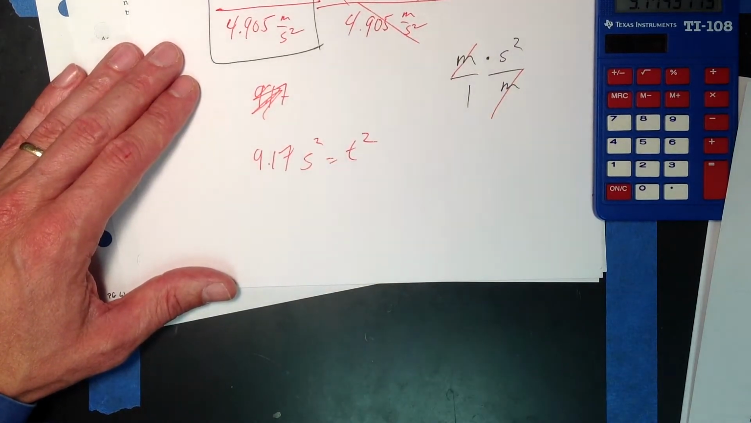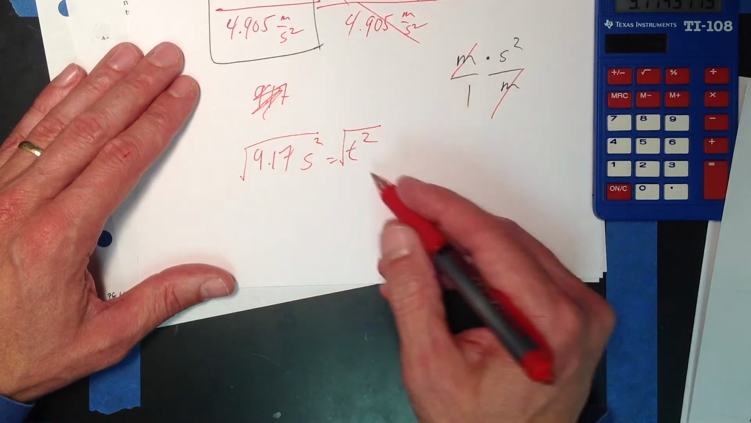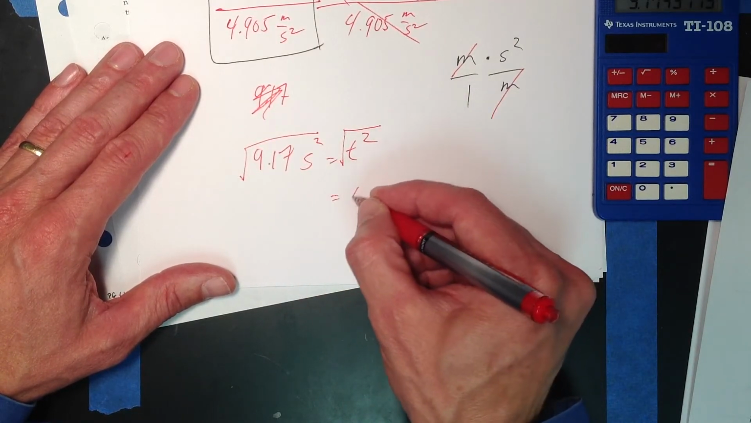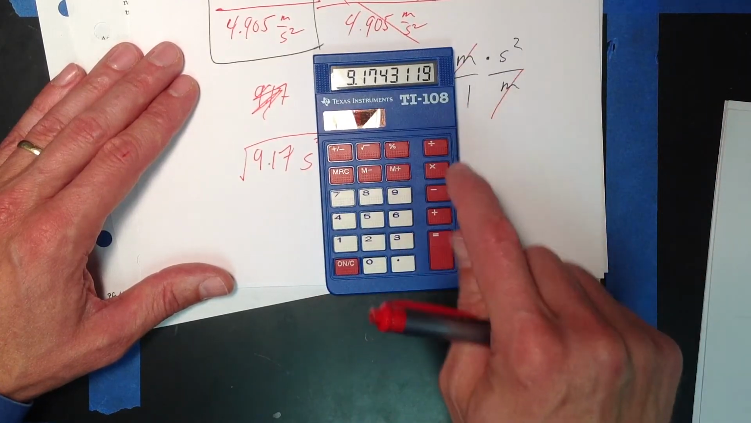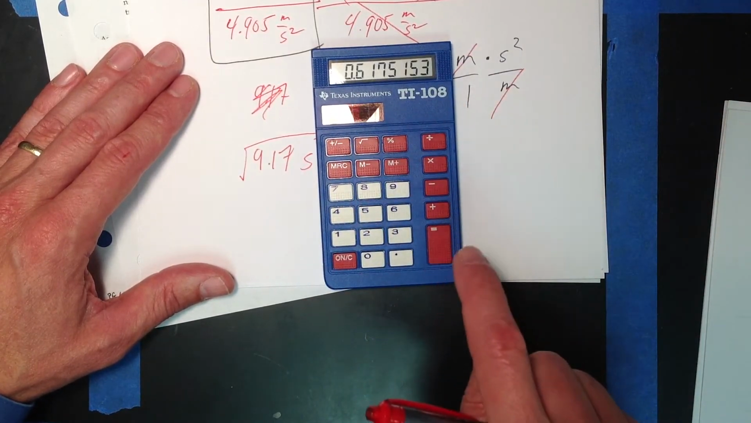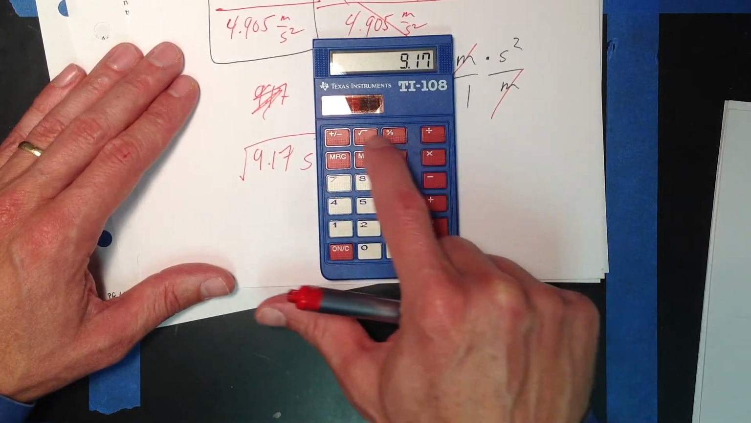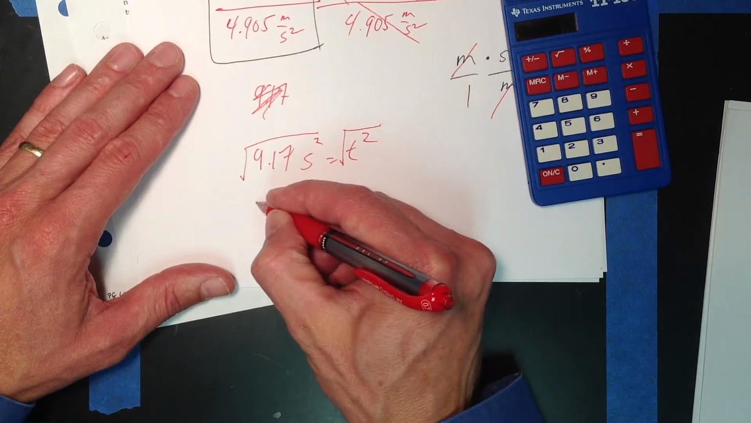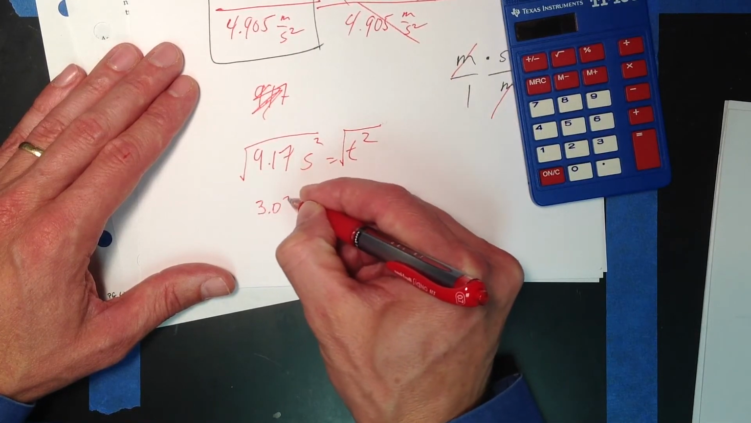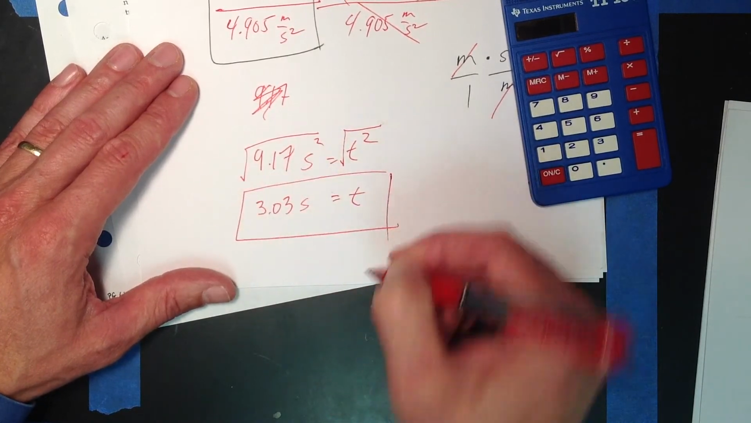So how do I get just t? I have to do the square root of each side. The square root of t squared will just give me t, which is the answer I'm looking for. 9.17, do the square root of that. Sorry, I messed that up. 9.17, the square root of that is about 3. I'll just round this to 3.03. The square root of second squared is just seconds. That gives me the time. There we go.